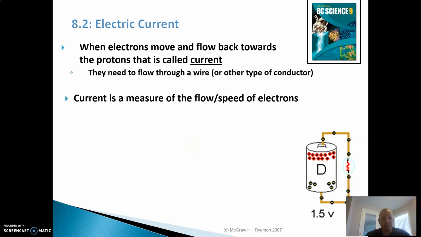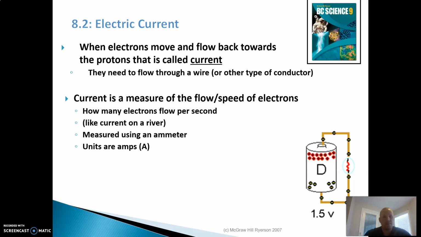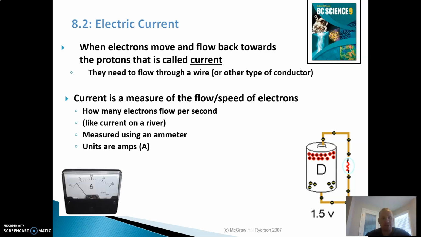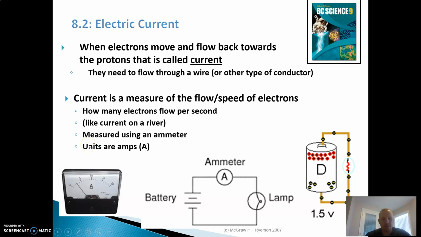So what current is, it's the measure of the flow or speed of electrons, how many flow per second. It's kind of like current on a river. Current is measured using an ammeter, and the units it's measured in are amps. So this is an ammeter like the ones we have at school right here. And there's a picture of an ammeter in a circuit, which we'll talk about next week.